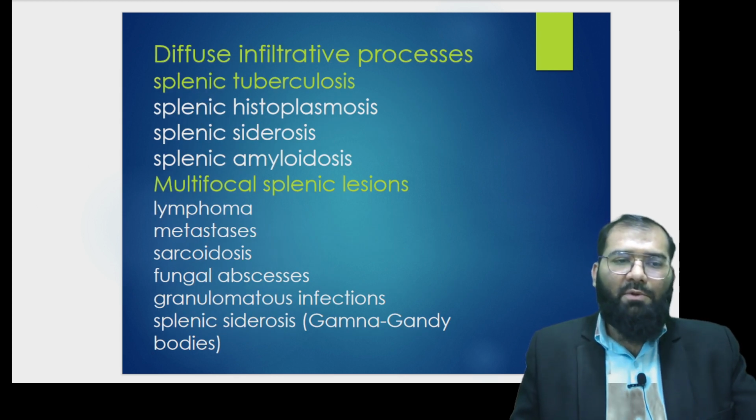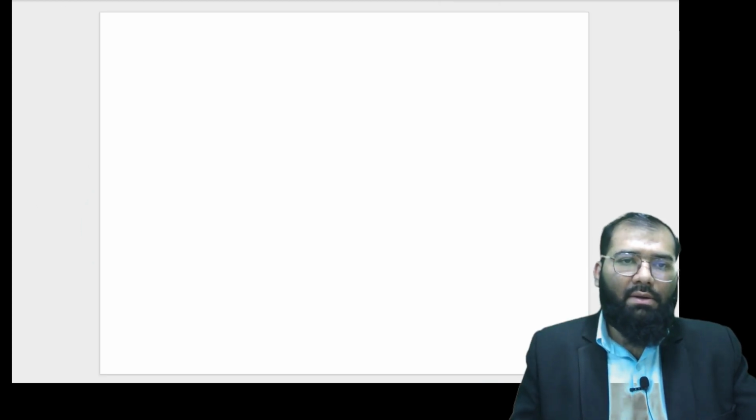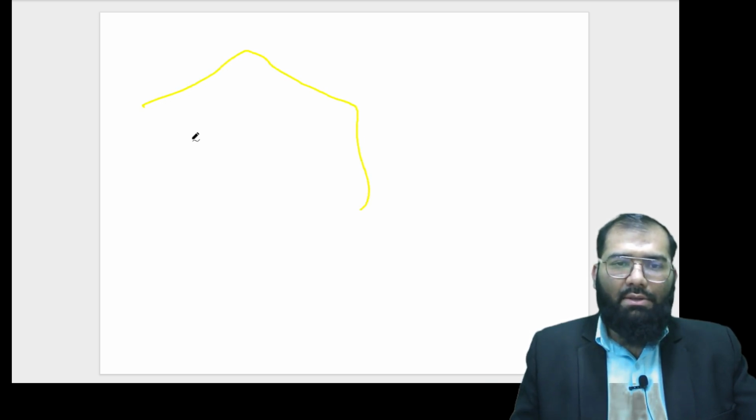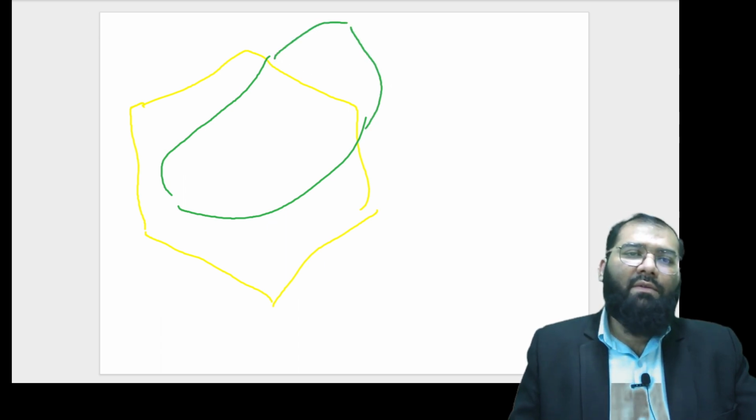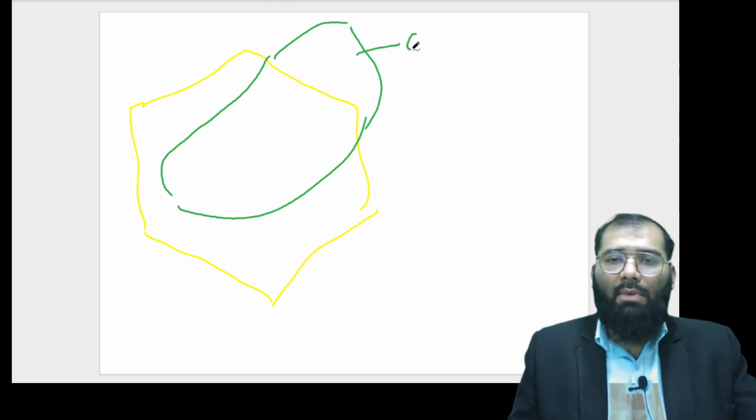Diffuse infiltrative process. Here you find that the entire spleen is enlarged, large in size. Especially if it's a child, referred from the pediatric population, always remember glycogen storage disorder.